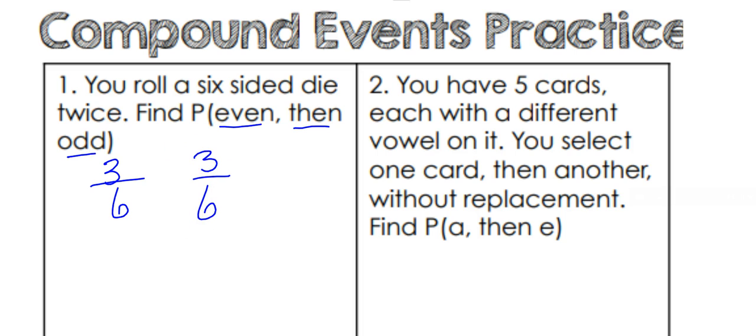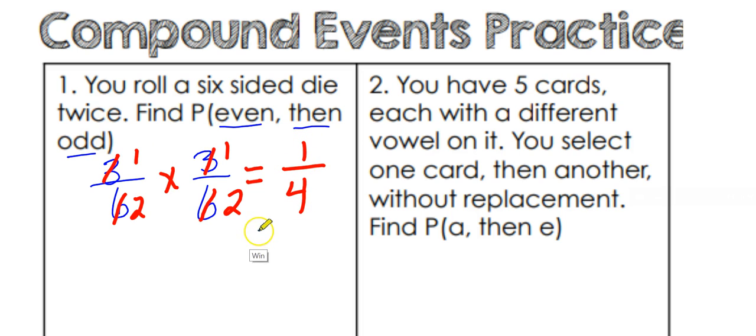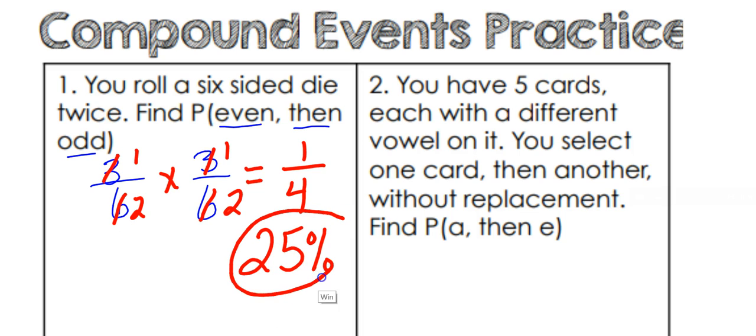And of course I can simplify these. I can change this to 1/2. Half of my numbers are even. Half of my numbers are odd. And I'm simply going to multiply these 2 numbers together. So the probability of getting an even then an odd would be 1 out of 4. You shouldn't need a calculator for this, which would give you a 25% probability. And is this independent or dependent? Think about it. It's independent. So let's go ahead and label that.